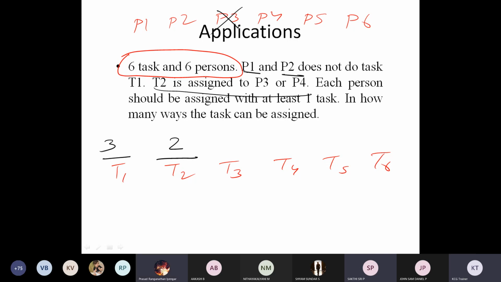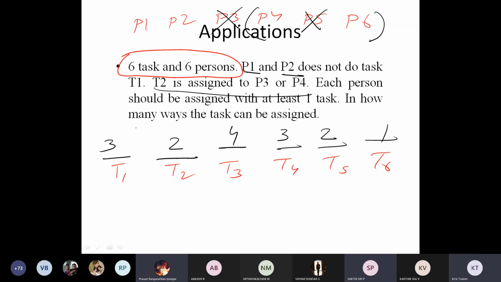Who can be these 3? Either P4, P5, P6. I'll remove P5 now because he got task 1. Now how many people remaining for task 3? 4, sir. Very good. Task 4, 3, 2, 1.